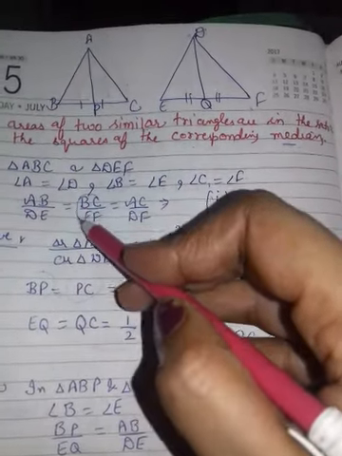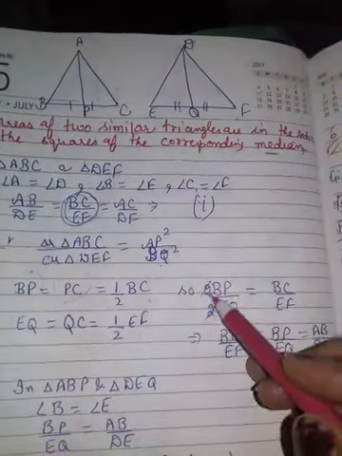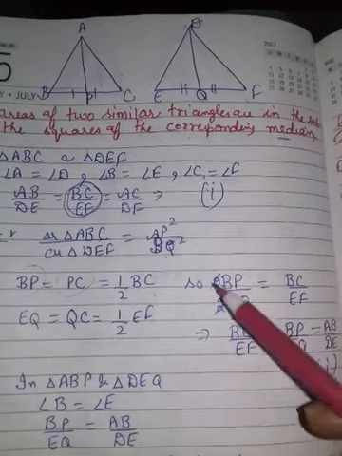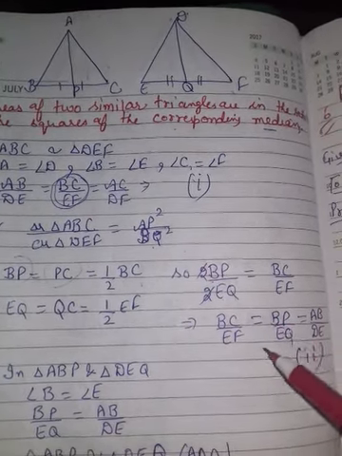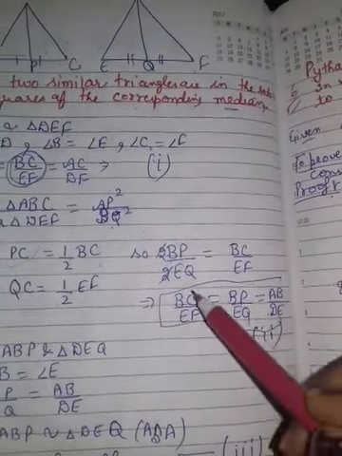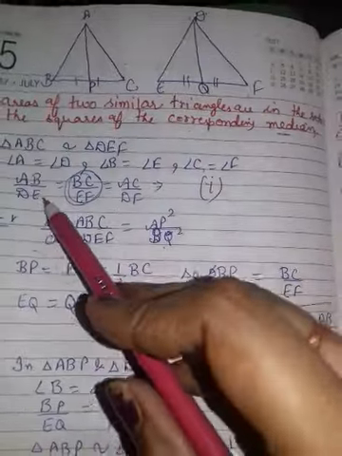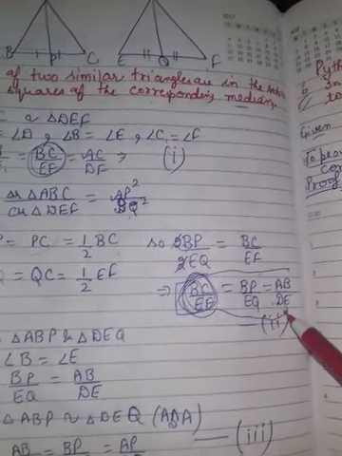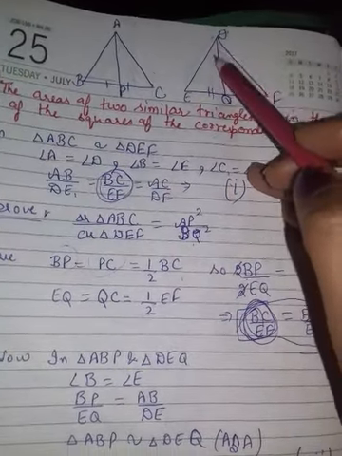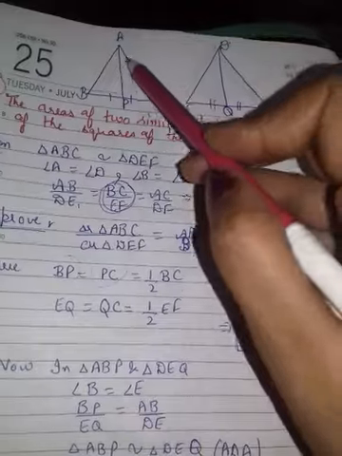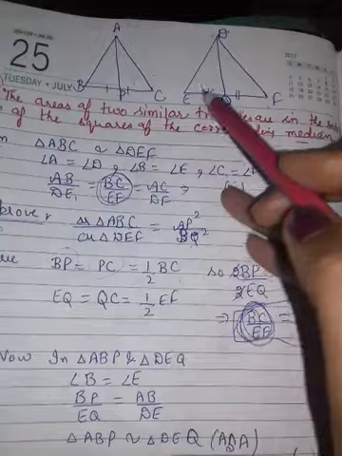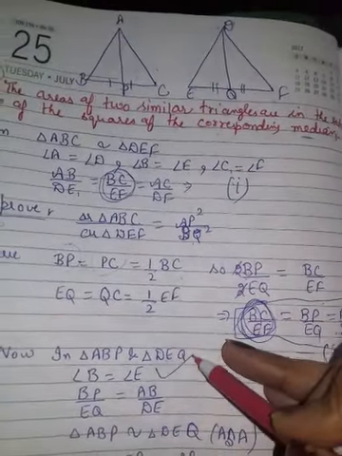And in this question, for this part, we can write 2 BP upon 2 EQ. Why? Because double of that is the full side. It will be cancelled. So BC upon EF is equal to BP upon EQ is equal to AB upon DE. Because this part is already equal to this, we can change it with any one. Now we are taking these two triangles, this one and this one. Why are we using them? Because you have to prove this whole square. Now first, angle B is equal to angle E, given.